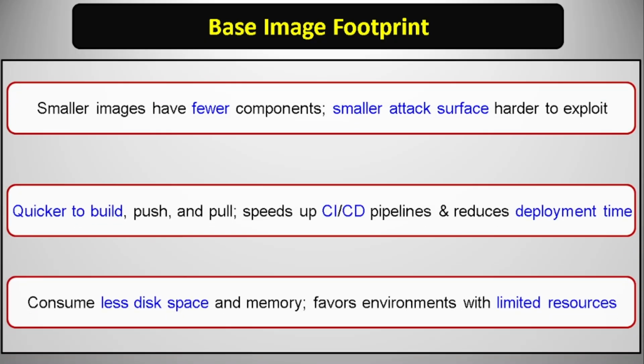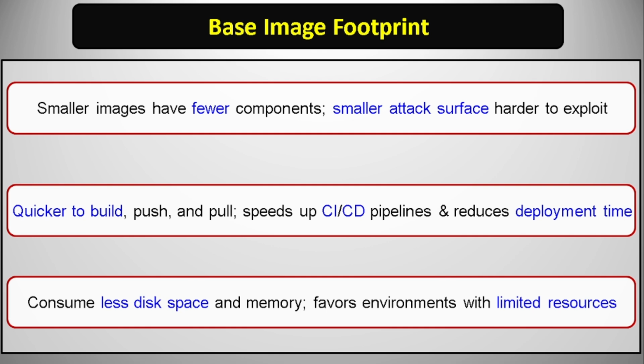First, let's talk about why minimizing the base image footprint is so important. Here are the key reasons. First of all, improved security. A smaller image has fewer components, which means fewer vulnerabilities. A smaller attack surface makes it harder for an attacker to exploit your container.